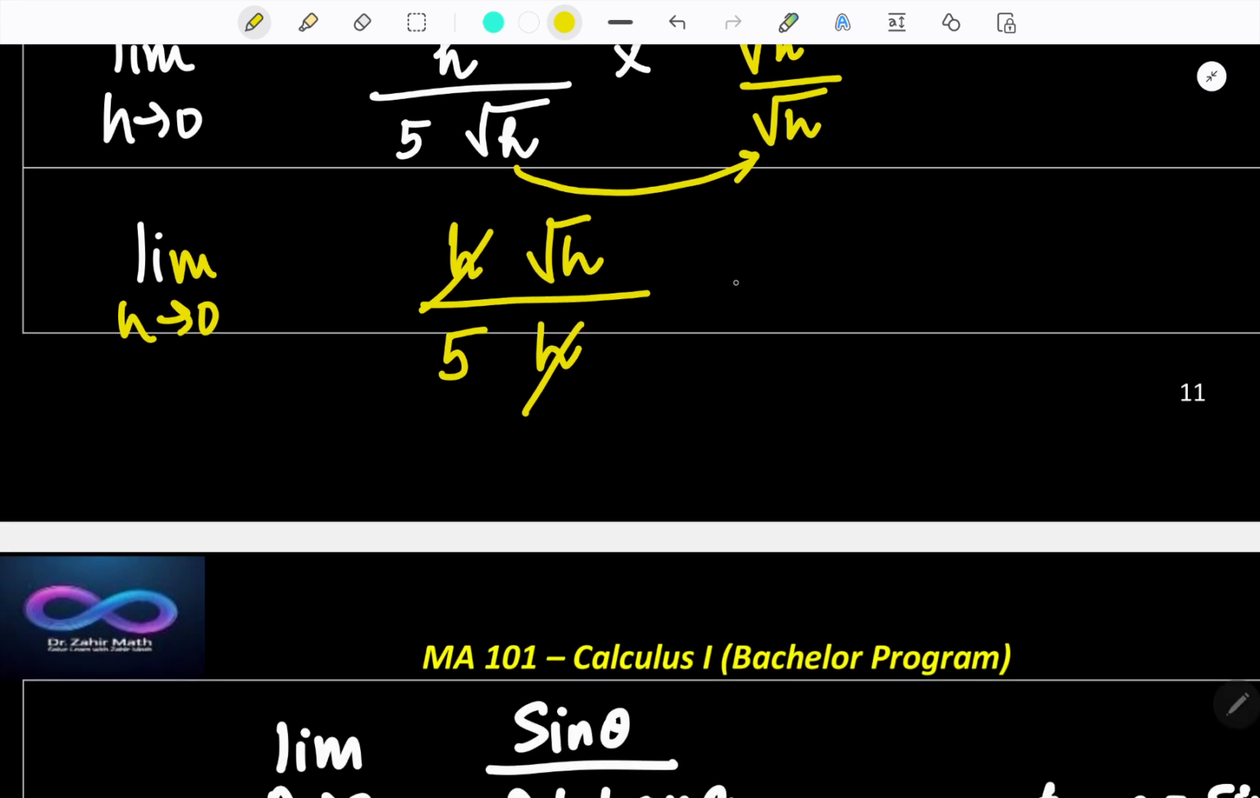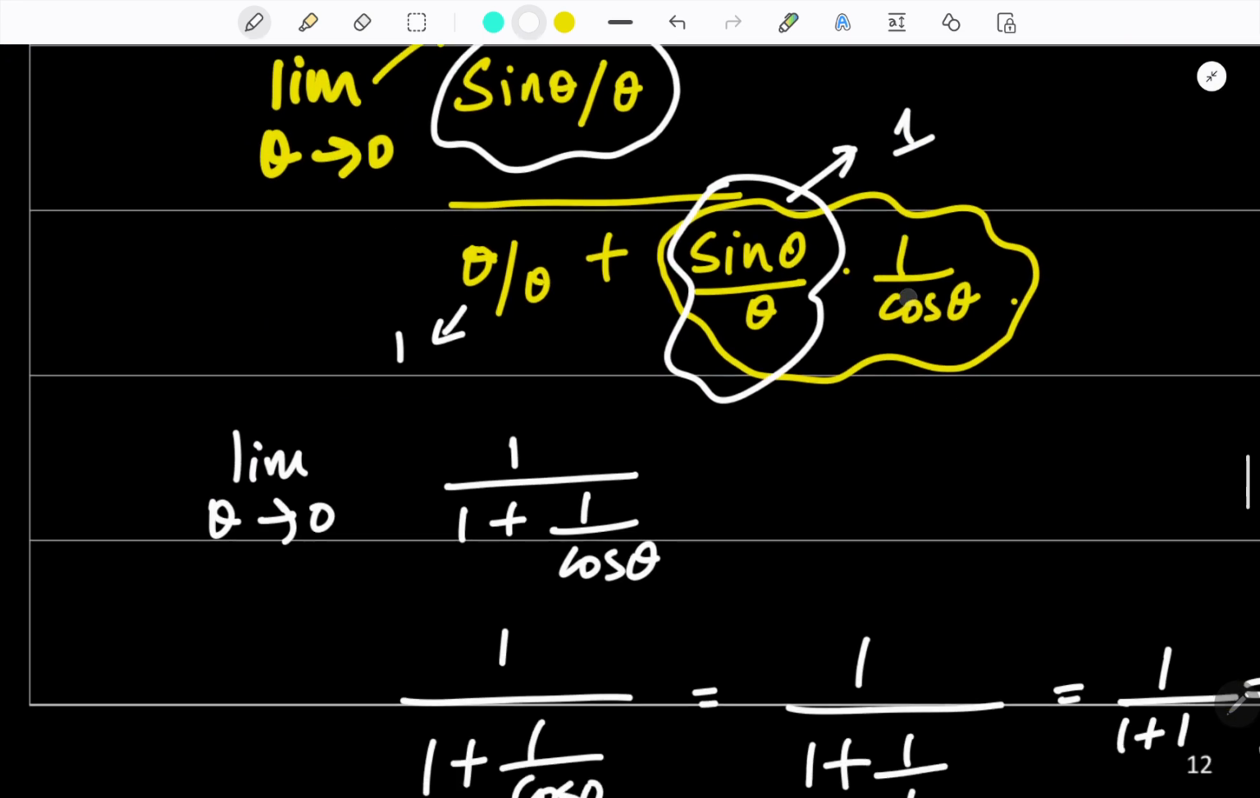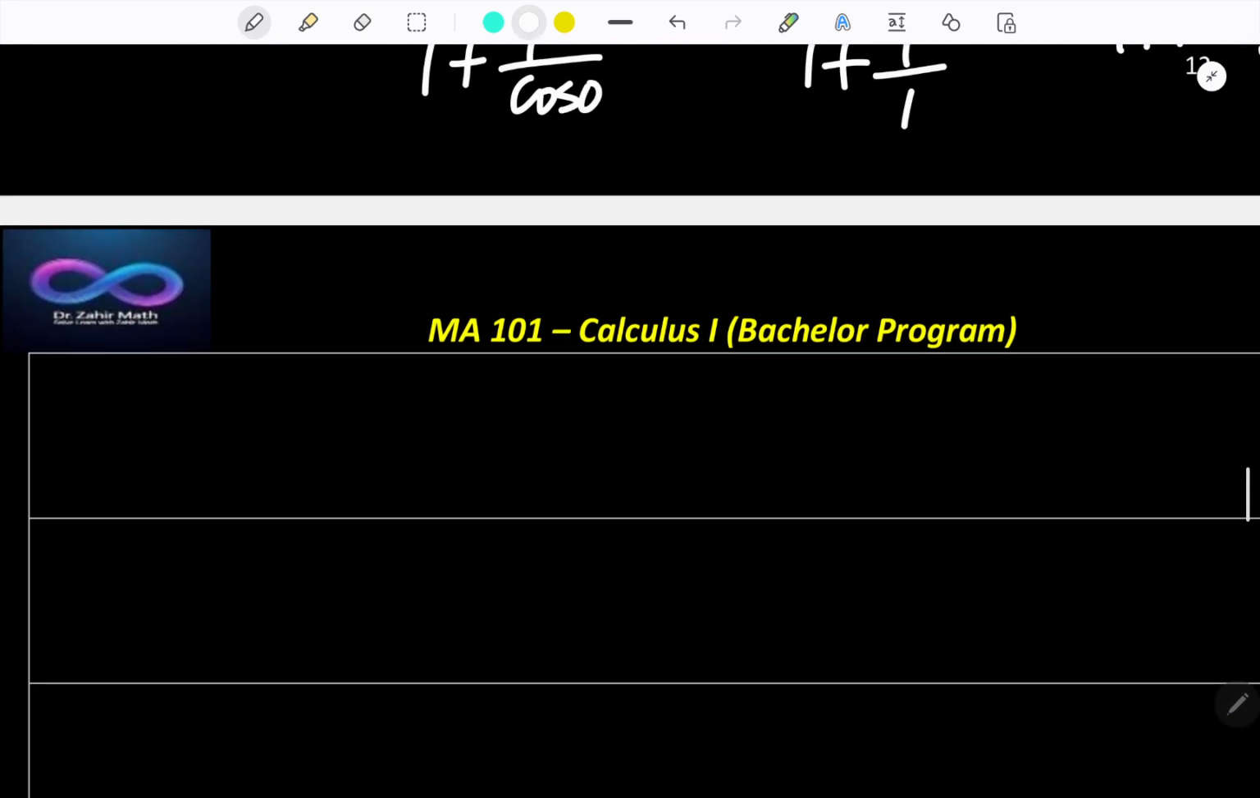So you apply limit h tends to 0. Now what happens when h tends to 0? Root 0 divided by 5. So finally it's going to become 0 in this. So this finishes your exercise. Clear all of you? Right? So this is a special problem. Keep it in your mind.